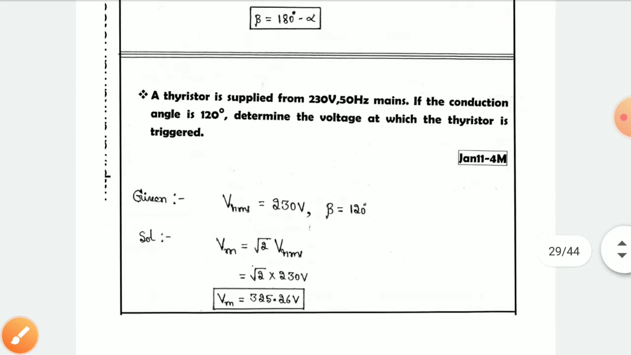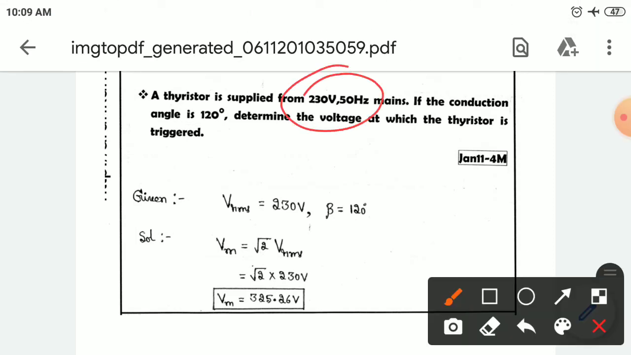Take another problem. A thyristor is supplied from 230 volts, 50 hertz mains. If the conduction angle is 120 degrees, just recall this example. So the thyristor is supplied with a 230 volts 50 hertz supply, so frequency and voltage are given. Beta is the conduction angle, alpha is the firing angle. So the conduction angle is 120 degrees. Determine the voltage at which the thyristor is triggered. You have to find out the voltage at which the thyristor is turned on or triggered.